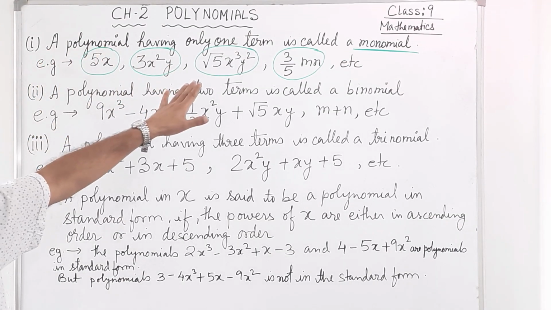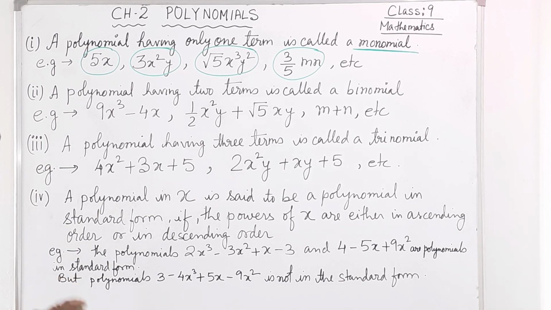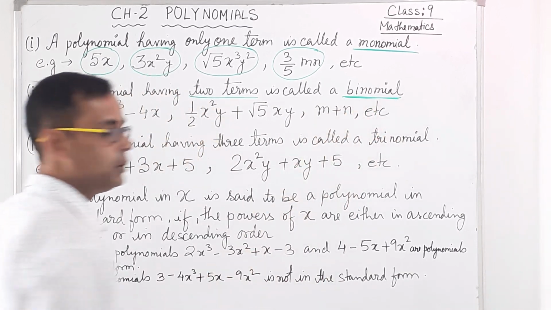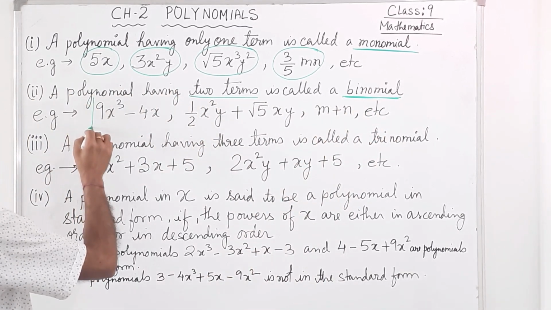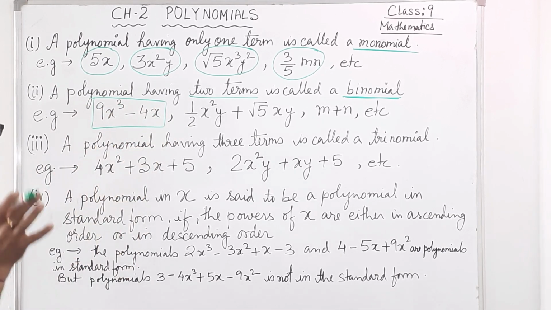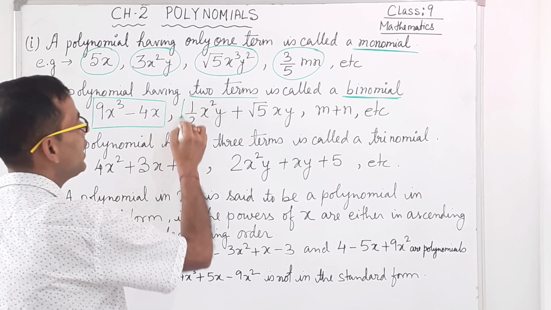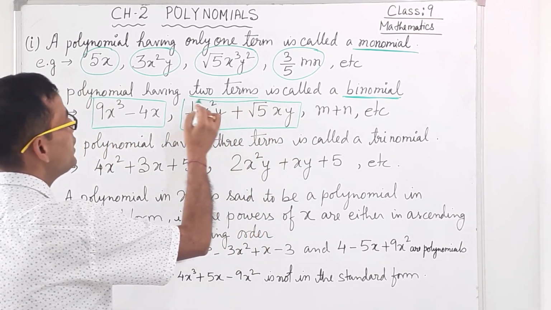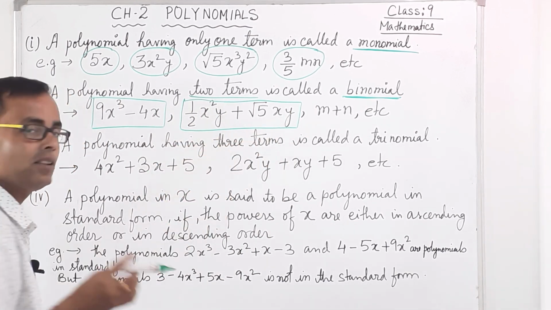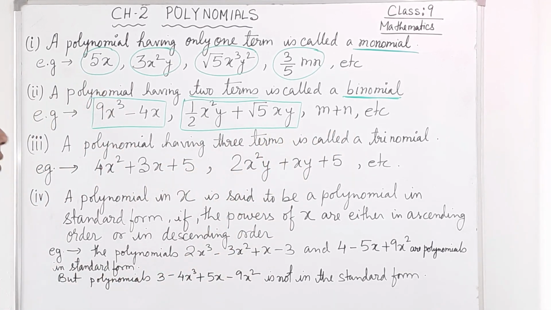Polynomial with one term is called a monomial. We came to know. Now, a polynomial with two terms is called what? Binomial. See, two terms. If I take this example, two terms are there: 9x cube is one term, minus 4x is another term. Two terms together, then it is a binomial. Then another example, half, that means 1 by 2 x square y plus root 5 xy. So it has two terms, that is why it is a binomial. m plus n, that is also a binomial.